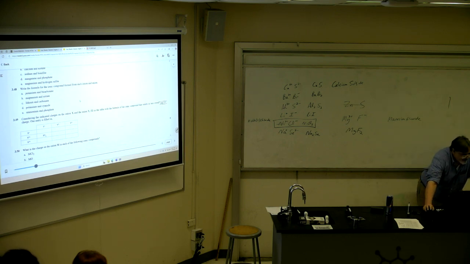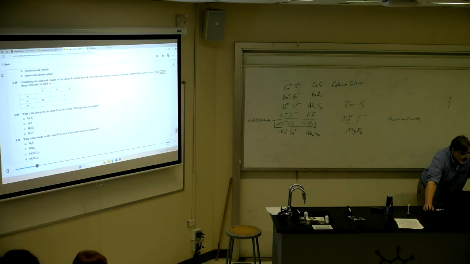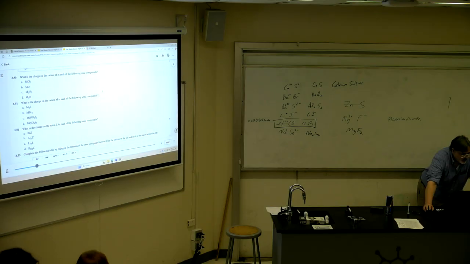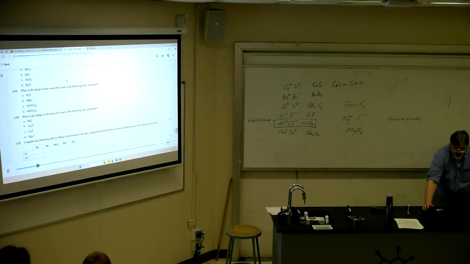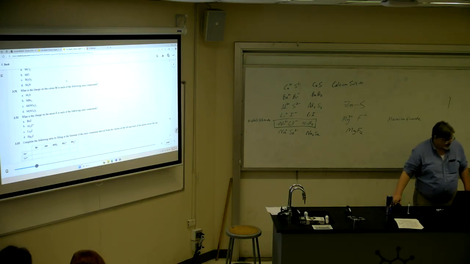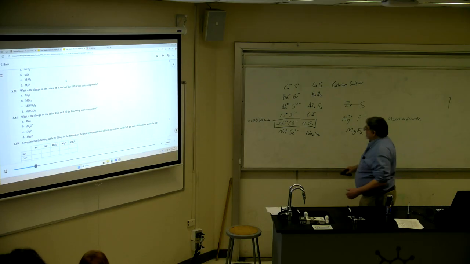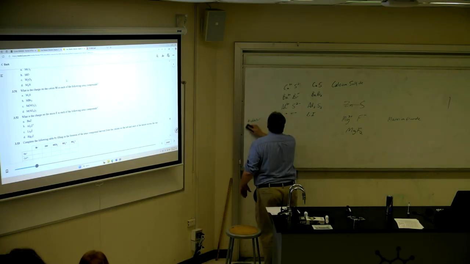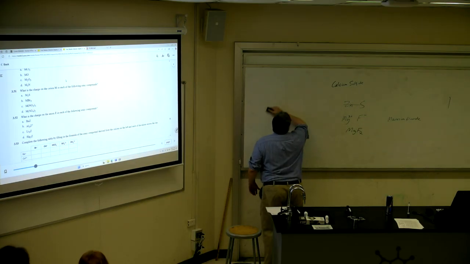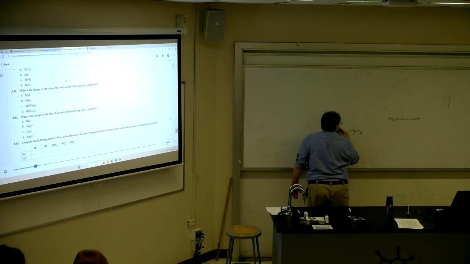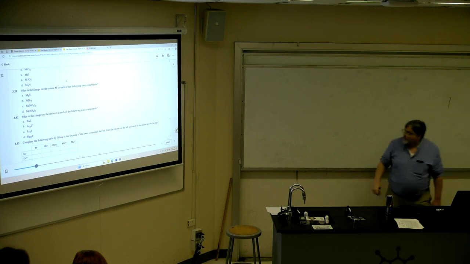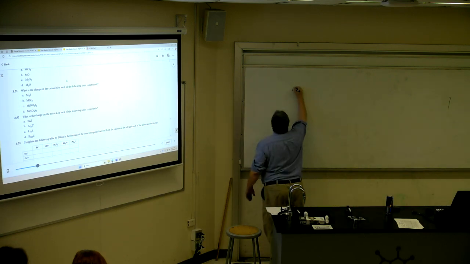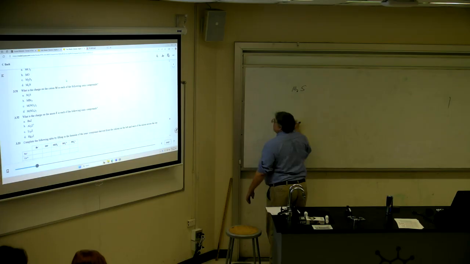Except for the math part of the test, I think everything will be multiple choice. It's hard to do the math part multiple choice. So in 3.51, they're just using M in general as naming the metal. It's asking for the charge on whatever random metal that might be.